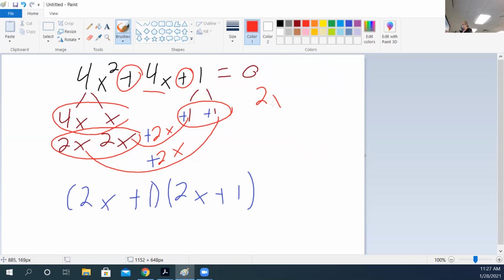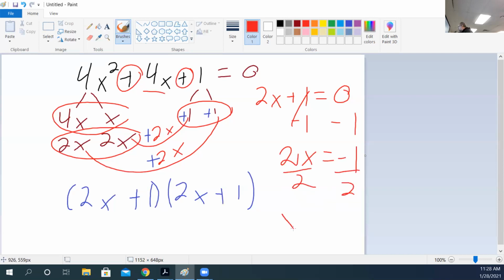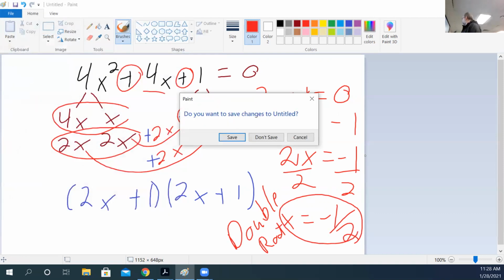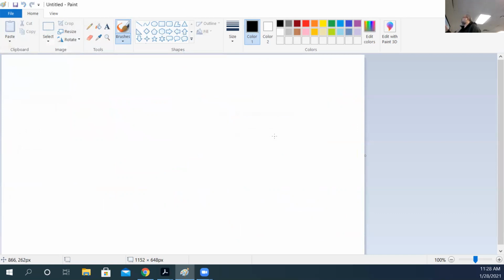So we have 2x plus 1 equal to 0. And we have that twice because you notice they're identical. So technically, we could just do it one time. So minus 1 on both sides. Cancels there. 2x equals minus 1. Divide by 2. So x equals minus 1/2. I mean, it's twice, so it's a double root. Well done. All right. That was a little trickier, huh? Okay. Let's try one more.